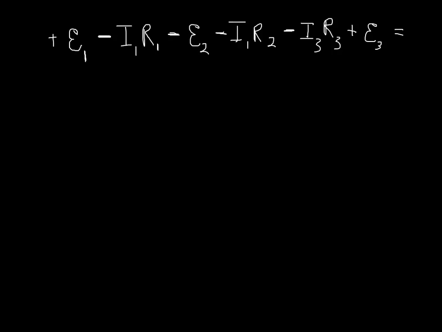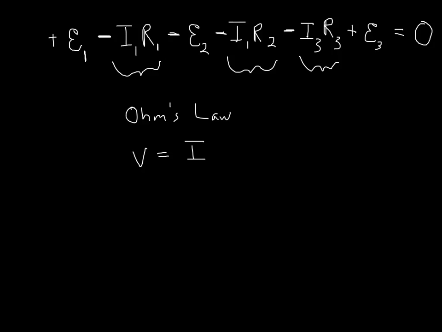This total loop gives me all the voltages across my entire circuit, and that sum has to be equal to 0. And just to be very clear, these I's times R's all come from Ohm's law. If we remember Ohm's law, V, the voltage drop, is equal to I times R, the current times the resistance, which is exactly what we're calculating with Kirchhoff's loop rule. The sum of voltages has to be equal to 0 for a closed circuit loop.